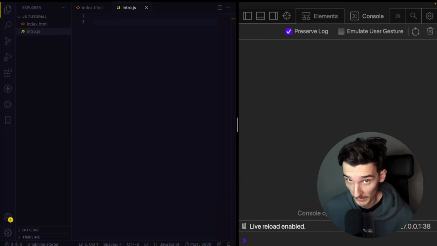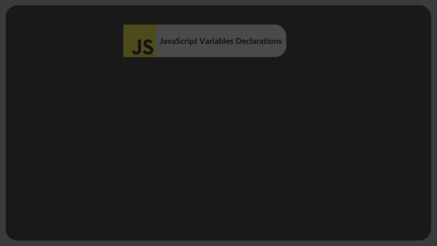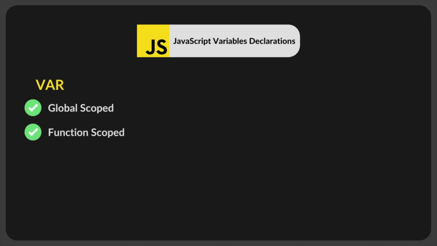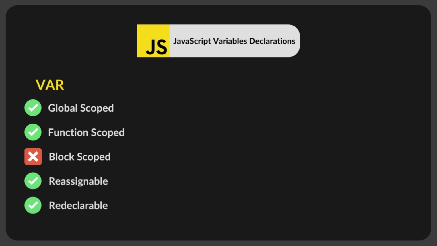And in this part of the tutorial, let's go quickly and smoothly through the detailed let, const and var declaration of the variables in JavaScript. So let's go. So basically there are three methods of declaring the variables in JavaScript. First one is the var method, and this method is global scoped, also function scoped, and it's not supporting block scope, however it is reassignable and redeclarable. So this is the first method.